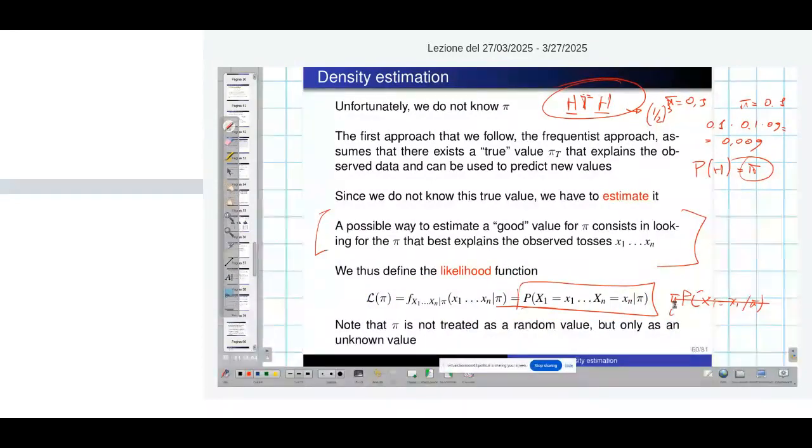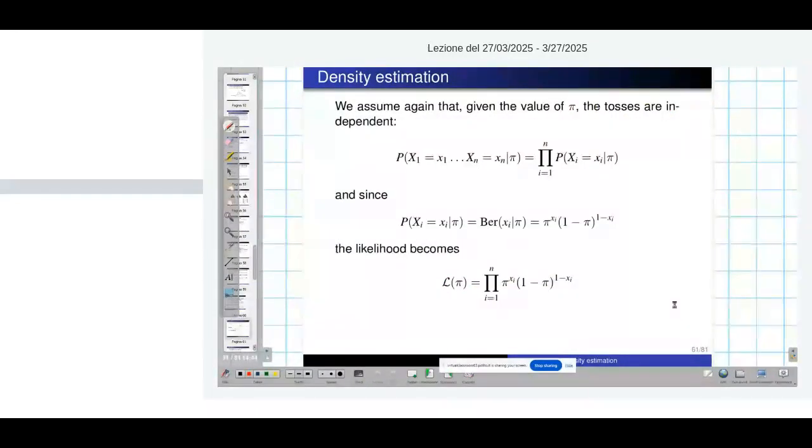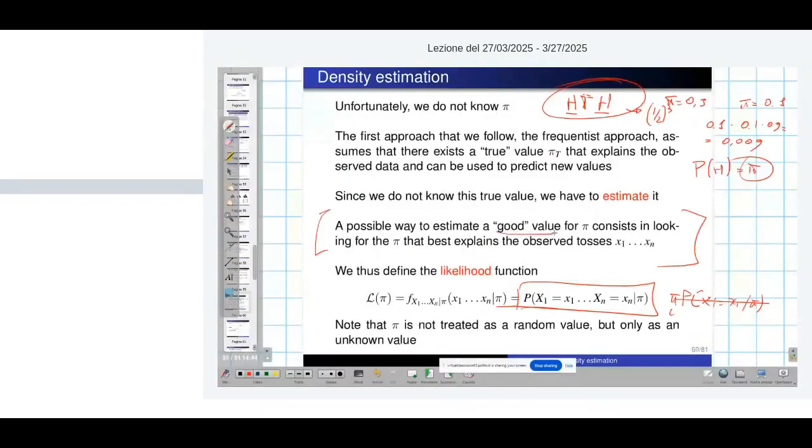Now, the idea here is, what is a good value for pi? Well, if we test many values of pi, we will see that under some pi, the observation will have a higher probability. With other values of pi, the probability of the observed values is smaller. So the idea here is, if we need to select one value, let's select the value under which our observations are most likely. So the value which maximizes the probability of the observed sequence.